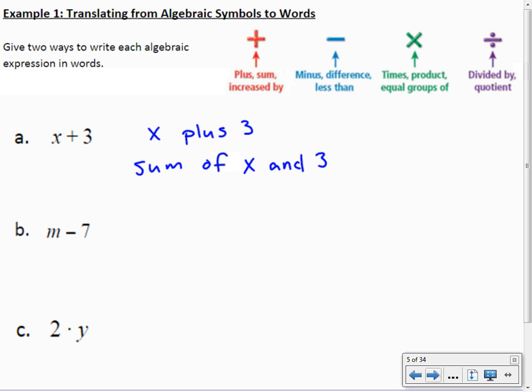All right, for example B, we have m minus 7. So that'll be our first way to write it. Another way could be to say m minus 7 is 7 less than m. Now, it's really important to know that we couldn't say m less than 7. That would be something different. m minus 7 has to be 7 less than m, not the other way around.